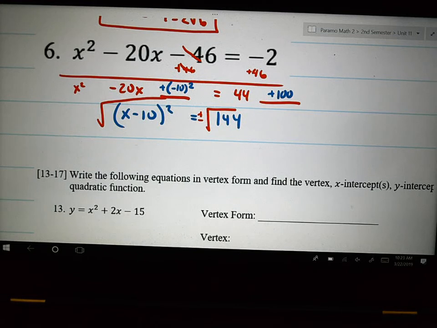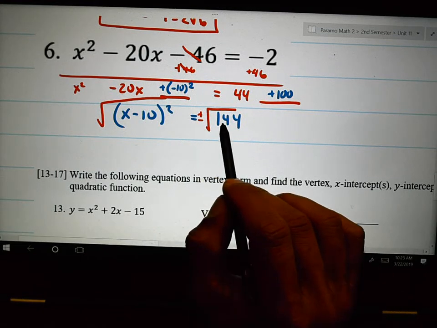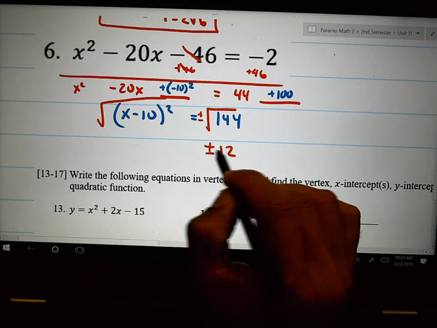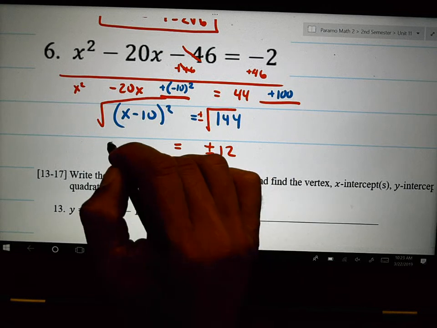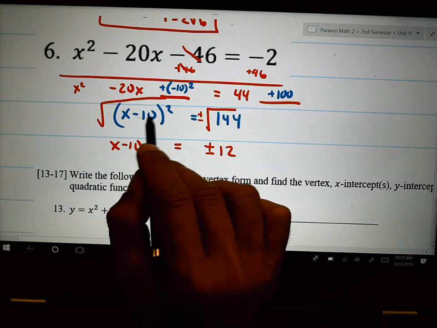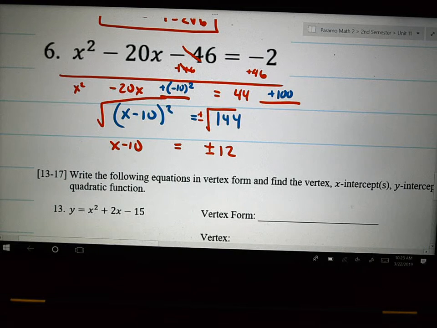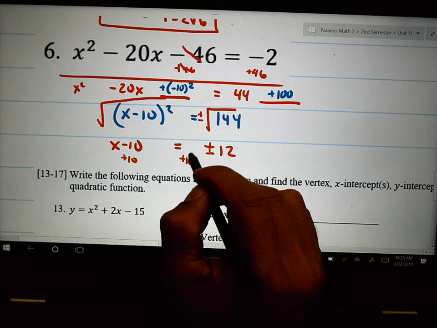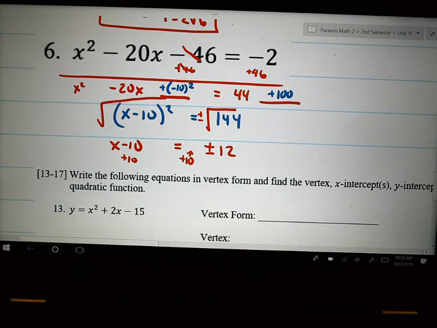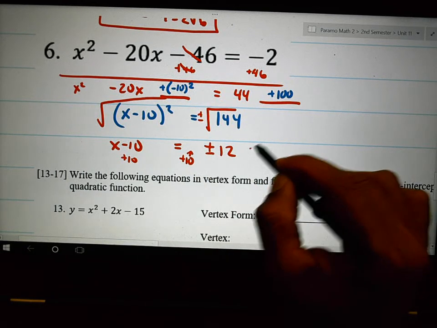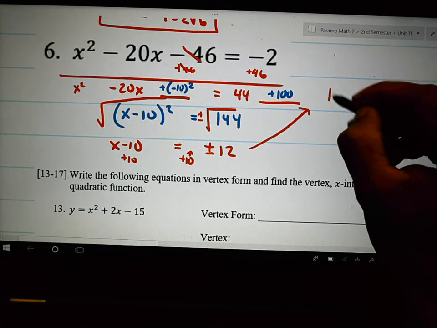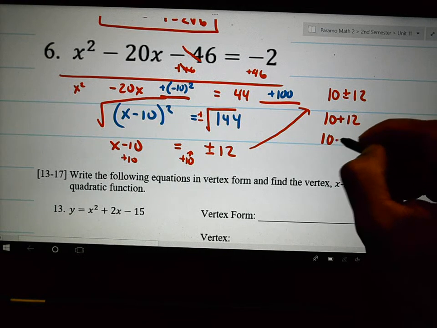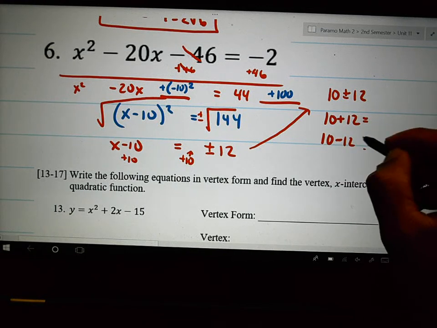In this case, the square root of 144 comes out to a nice whole number. Don't forget the x minus 10 is still x minus 10. We still add 10, and I want you to put it right in front of that plus or minus 12. I want you to know what that means, so I'm going to write it over here. 10 plus or minus 12 means 10 plus 12 and 10 minus 12. These are going to be our two solutions.